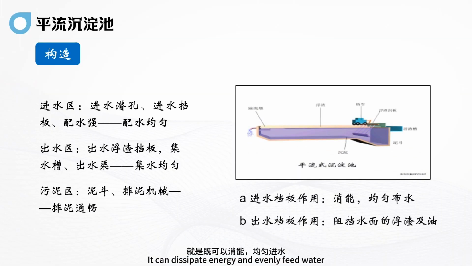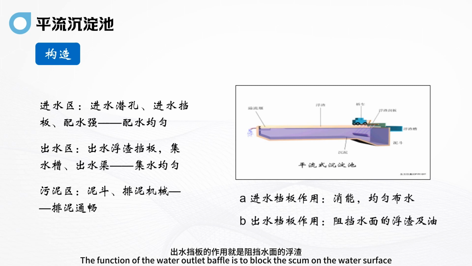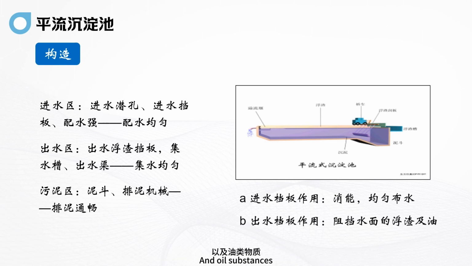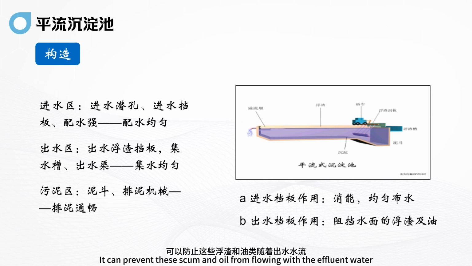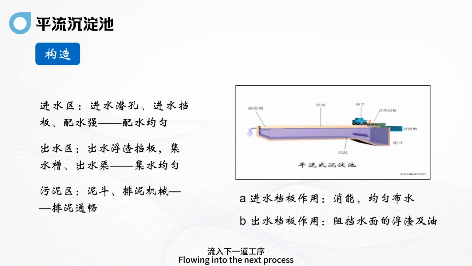Next, the function of the water inlet baffle: it can dissipate energy, distribute the water evenly, and stabilize the inflow water flow. The function of the water outlet baffle is to block the scum on the water surface and oil substances. It can prevent these scum and oil from flowing out with the effluent water into the next process and affecting its operation.